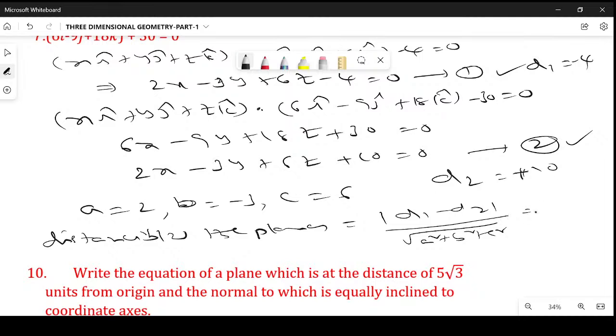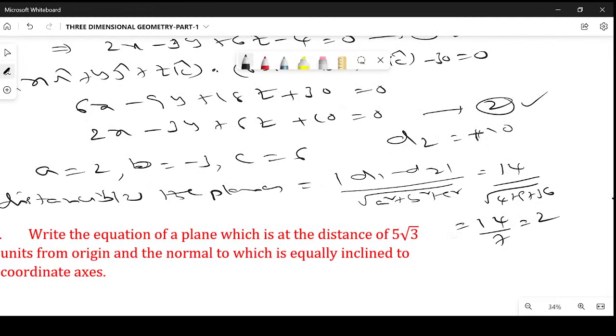If I apply d1 minus d2, it will become 14 by root of a square plus b square plus c square. You will get 4 plus 9 plus 36. So it will be 14 by root 49, which is 7. It will be 2. Correct? It comes to 2 here. 2 units I can write. Distance between the planes is equal to 2 units. Correct? I will get the answer. We got 2 units. So we understood this.